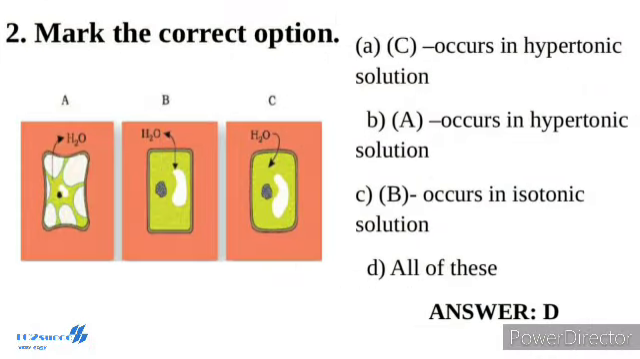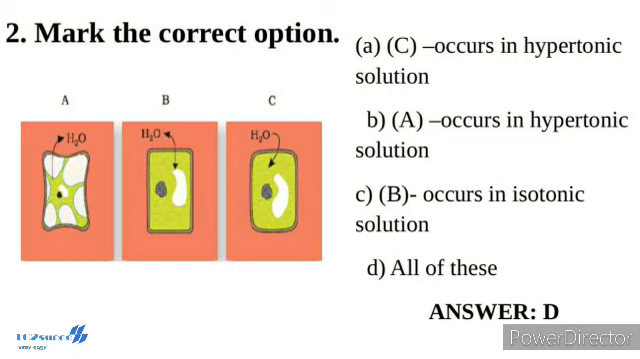Question number 2. Mark the correct option. Shown in the diagram: plant cell plasmolysis. The behavior of the plant cell or tissue with regard to water movement depends on the surrounding solution. If the external solution balances the osmotic pressure of the cytoplasm, it is said to be isotonic. If the external solution is more dilute than the cytoplasm, it is hypotonic. And if the external solution is more concentrated, it is hypertonic.